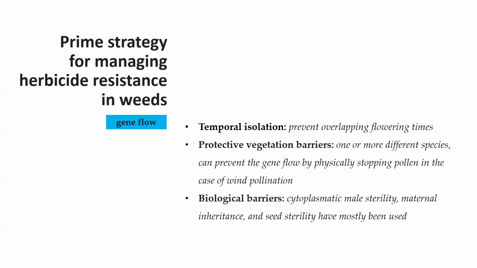And then the second one, protective vegetation barriers. So planting different crops around the main crop to block pollen or seed spread from coming to the field. And then biological barriers can be done by cytoplasmic male sterility, maternal inheritance, and seed sterility.